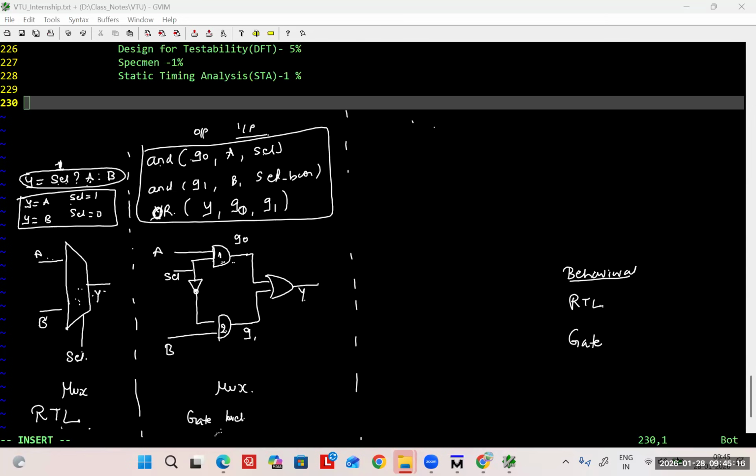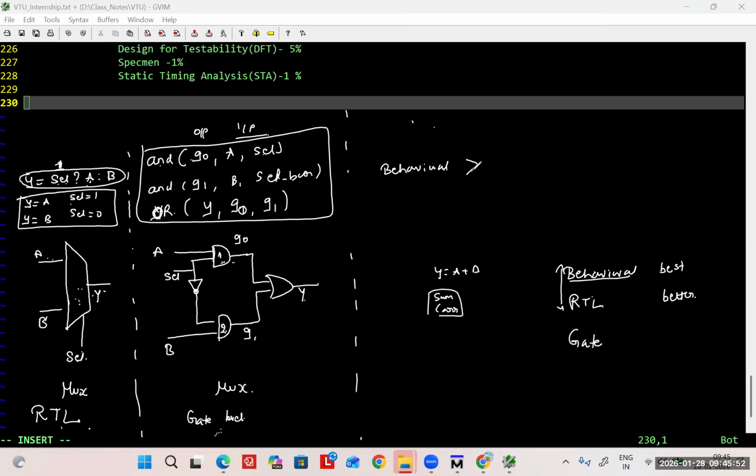See, what is behavioral? Y equal to A plus B is better, or the sum and carry you have written, right? That is RTL. Which is better, behavioral or RTL? Behavioral is better. Okay. RTL is good or gate level is better? RTL. Correct. If you come to the coding perspective, behavioral is better.